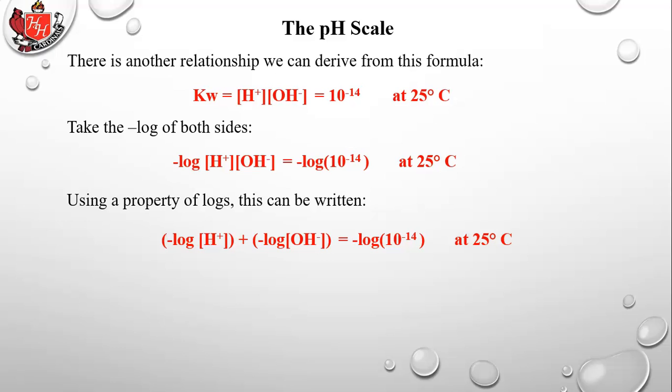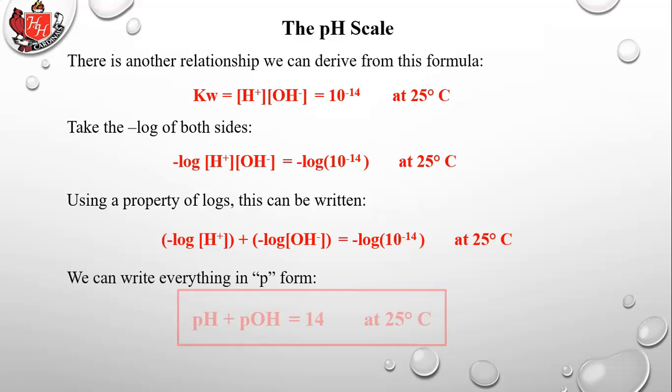So what does negative log mean? What did we just learn negative log means? It means P. So we can write everything in P form. So that means pH plus pOH equals 14 at 25 degrees. So that's another really nice relationship to know if you're converting from pH to pOH.